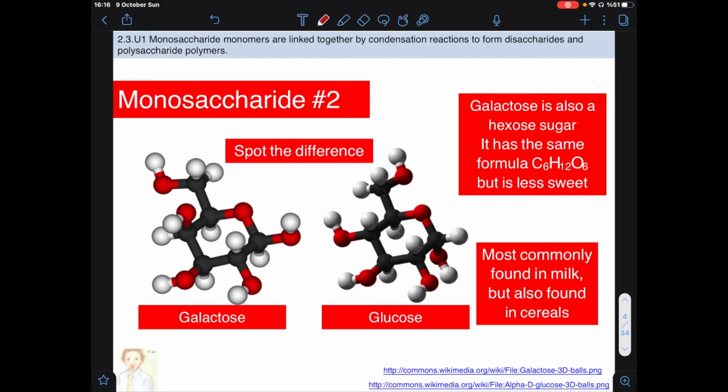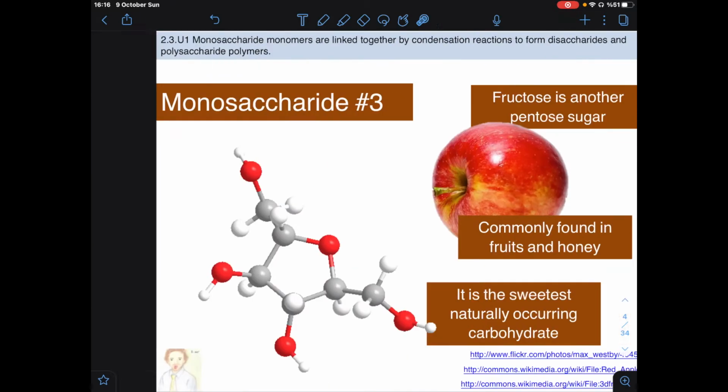So moving on, the second monosaccharide is galactose. Galactose is also a hexose sugar, but it's less sweet and it's most commonly found in milk and cereals. So galactose and glucose have the same formula, but there's still structural differences between them, as you can see in this photo.